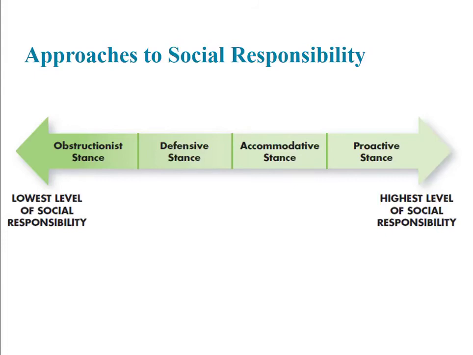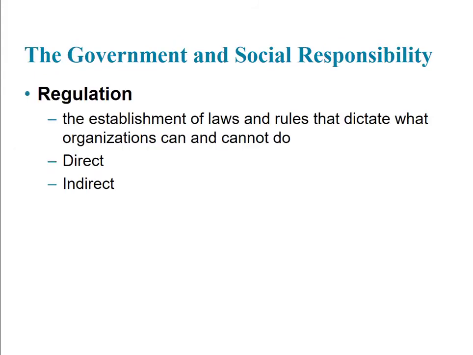Now, one element that is especially important in social responsibility is the relationship between businesses, large and small, and the governments. The government, whether it be state, local, or even national government, attempts to shape social responsibility practices through both direct and indirect channels. Direct influence most frequently is manifested through what we know as regulation. And regulations are just that: the establishment of laws and rules that dictate what organizations can or cannot do, or should not do.